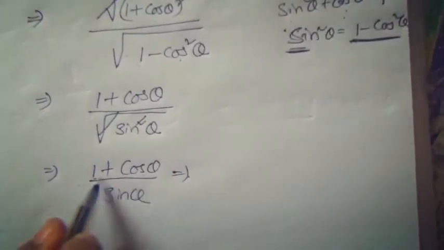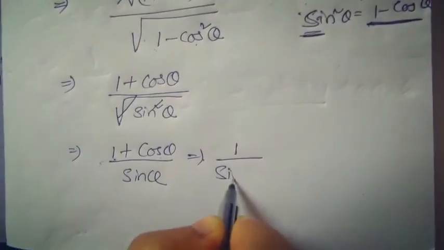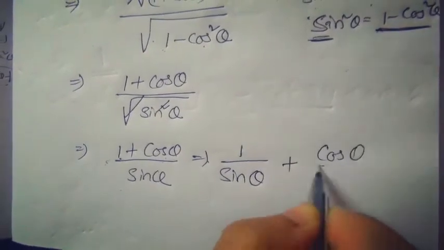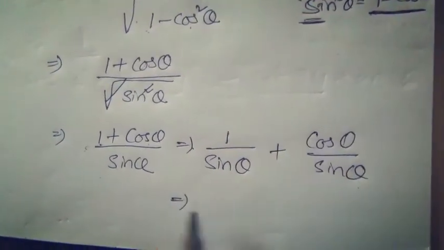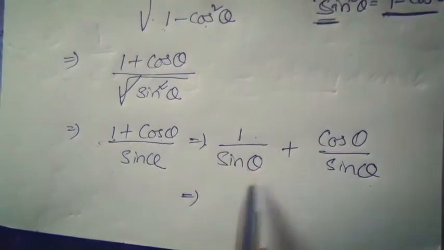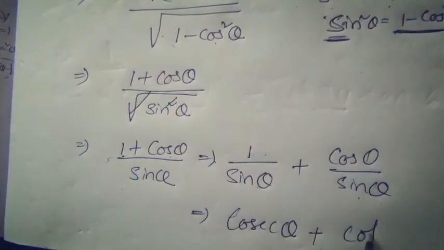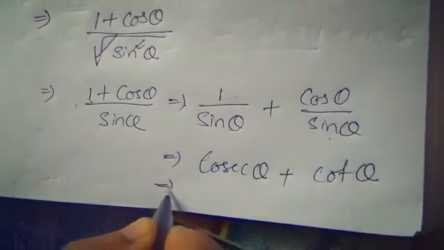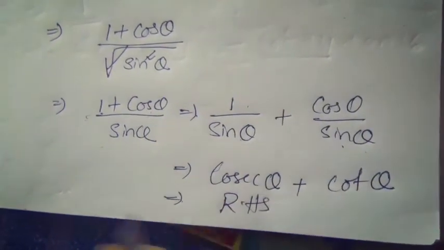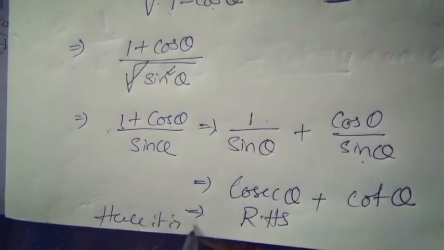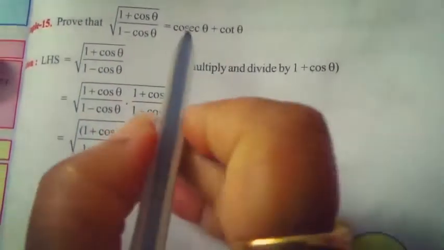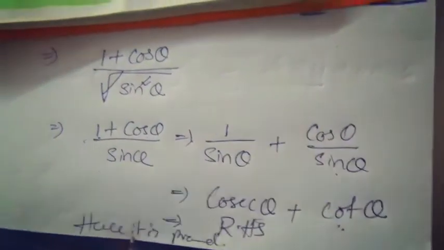So finally you separate this denominator for both the terms of the numerator: 1 by sin theta plus cos theta by sin theta. What is 1 by sin theta? We call it cosecant theta, plus cos theta by sin theta, cot theta. Here we finished this RHS, hence it is proved. Okay, so look at this sum: we have to prove cosecant theta plus cot theta. Yes, we proved that, hence it is proved.